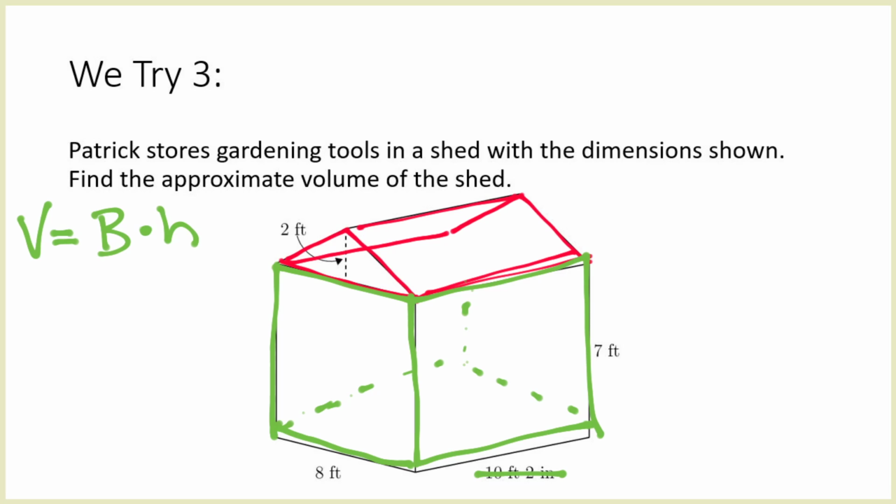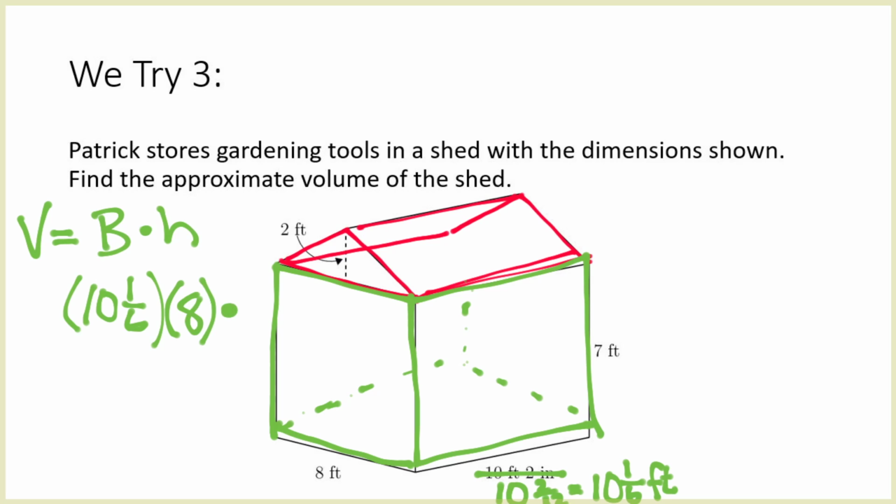I'm going to take this 10 feet 2 inches and turn it into 10 and 2/12, which I'm going to reduce down to 10 and 1/6 feet. So I have 10 and 1/6 times 8 times whatever the height is. Looks like the height is 7 for that whole shape. So let's see. 1/6 is 0.166666 repeating on forever.